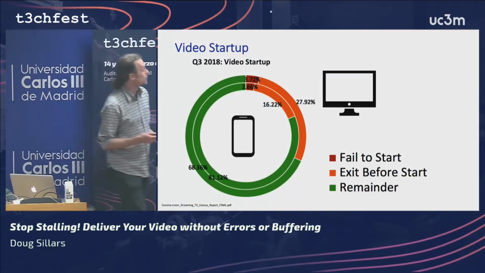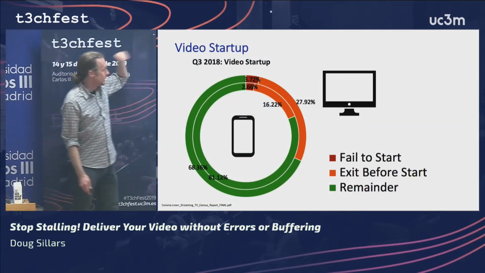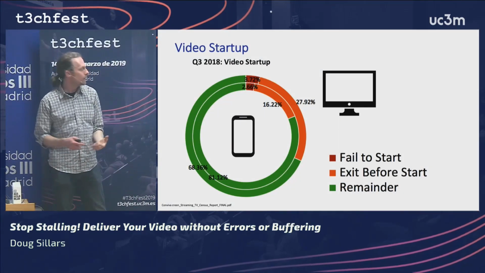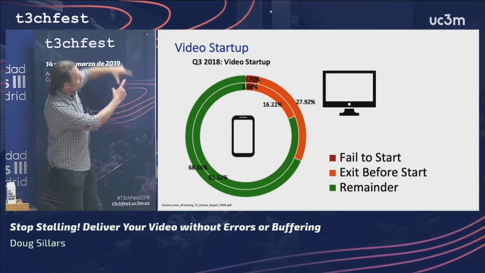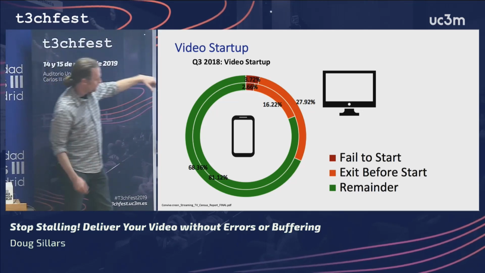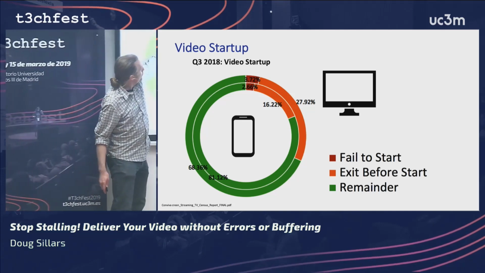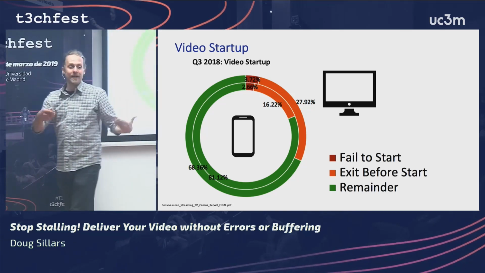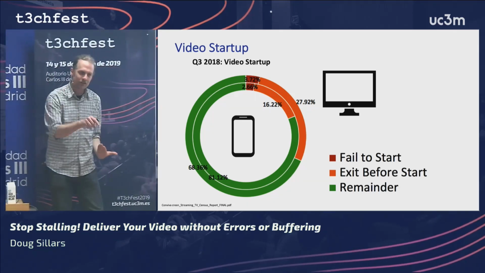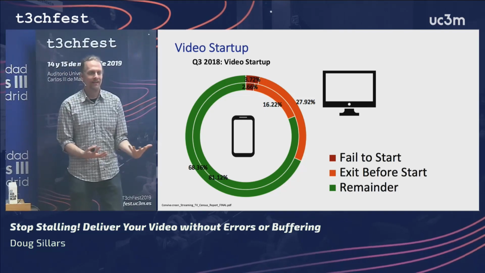But here's some real data. This is Q3 of last year. This is Conviva, and the inner ring is mobile, the outer ring is desktop, and you can actually see that like 2 to 4% of videos actually fail to start. So someone presses play and it never works, right?